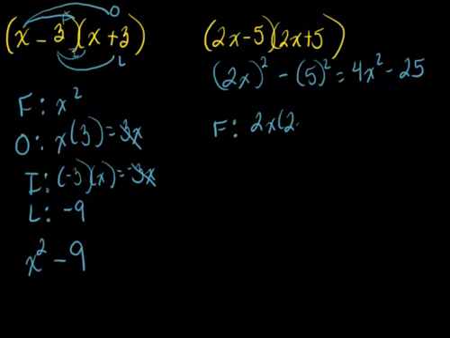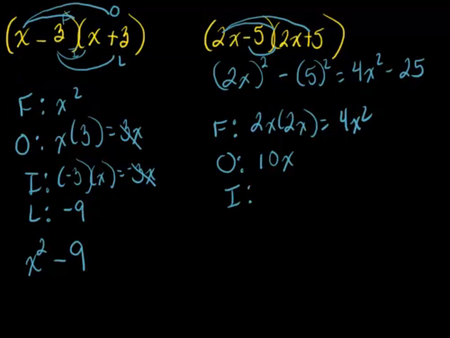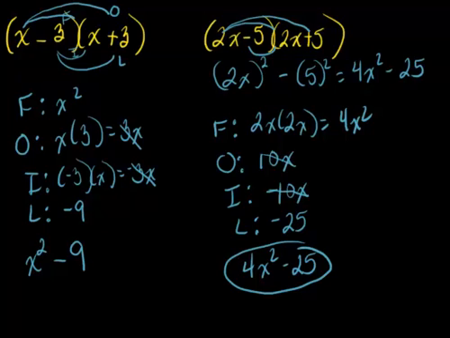2x times 2x is 4x squared. So that's our first. Our outer term is 2x times 5, which is 10x. Our inner term is negative 5 times 2x, which is negative 10x. And our last term is negative 5 times 5, which is negative 25. These will cancel out, and when we simplify this, we will get the answer of 4x squared minus 25. Alright, so that is difference of squares.